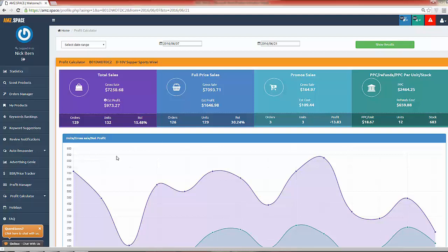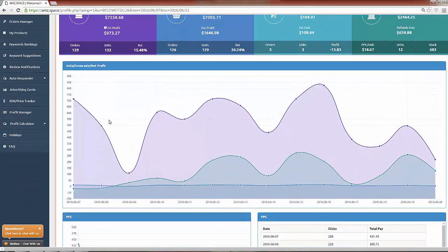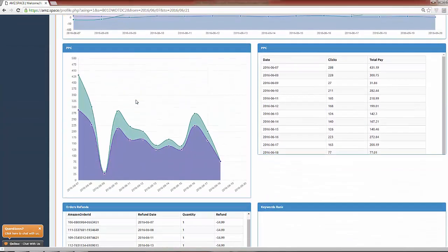Below this, we have a graph that looks very similar to the graph we saw in all products. Now here again we see the same green line representing net profit, blue line representing total products, and purple line representing gross sales value. Following below this, we have a graph of our PPC campaign. Now here we can see a green line is our PPC cost, and the purple line is our PPC clicks. It looks as though on June 18th we ended our PPC campaign, as we don't have any data in this range.